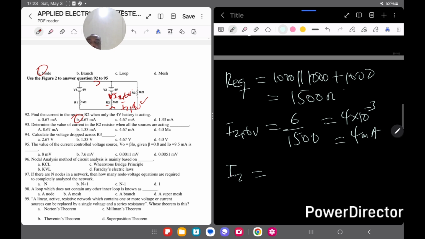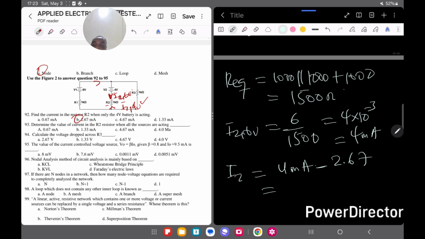So the current I2 due to 6 volts is going down, so that will be positive. So I'll get here 4 milli, let me just write, milliamps. They are all in milli. So minus, then minus this one is going up, so that will be negative. So that will be minus 2.67.